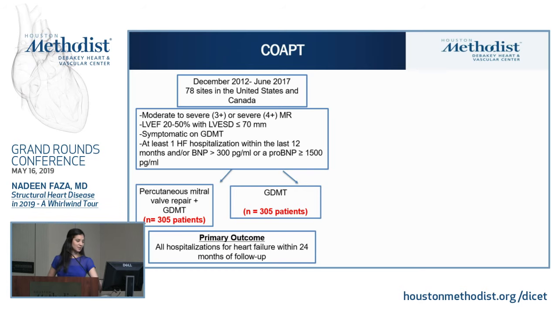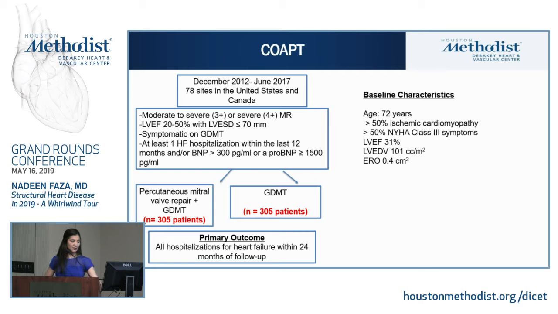In contrast, this is the COAPT trial, which was conducted in the United States and Canada, and also included patients with moderate to severe or severe MR. The EF ranged between 20 to 50%, with an LV end systolic dimension less than 7 centimeters. All of these patients were symptomatic on guideline-directed medical therapy and had at least one heart failure hospitalization or elevations in their BNP. They were randomized to either receive the MitraClip therapy plus the guideline-directed medical therapy, and these included 305 patients, versus medical therapy alone in 305 patients. The primary outcome included all hospitalizations for heart failure within 24 months of follow-up.